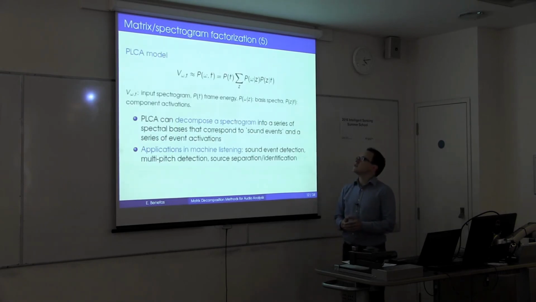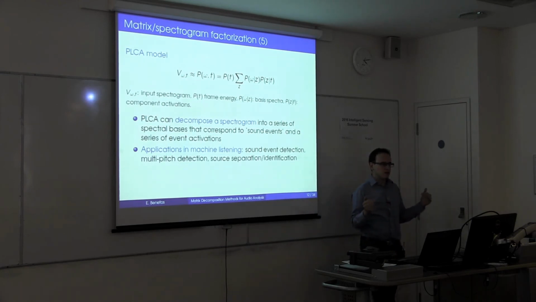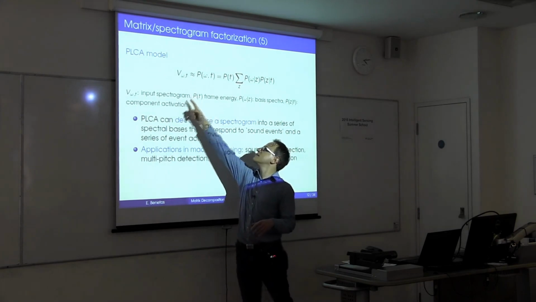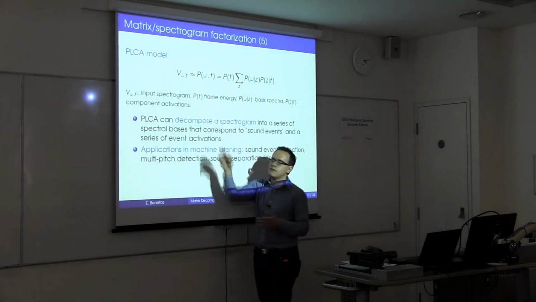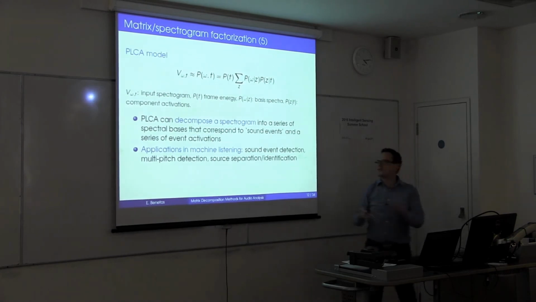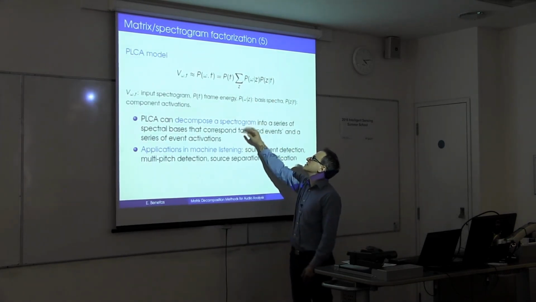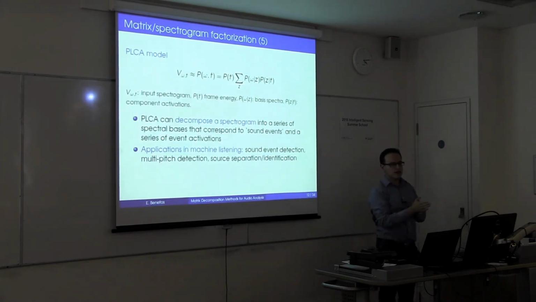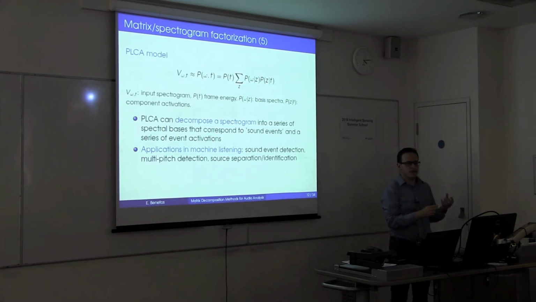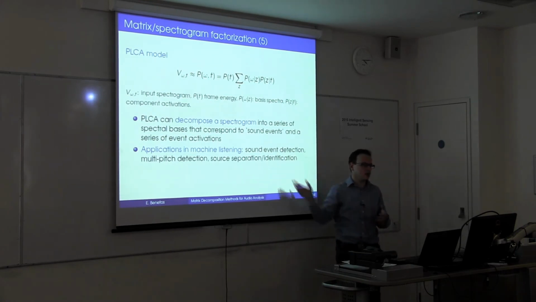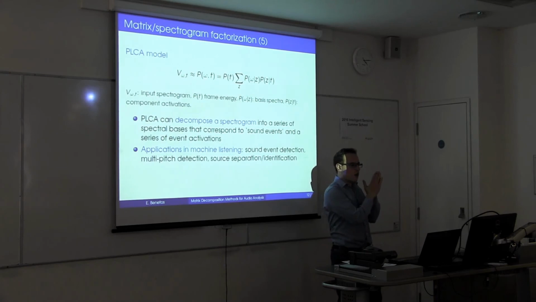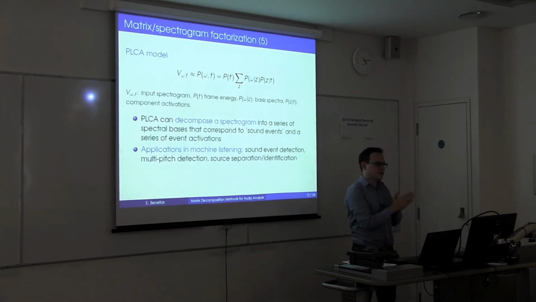So this is how the PLCA model looks. This is the same thing as the NMF model I showed you before, but expressed with probabilities. We have as input a matrix, in this case a spectrogram of frequency and time, and in this model it's approximated as a bivariate distribution of frequency and time, which is in turn decomposed into two sets of probabilities. One is the probability of a frequency given a specific component or acoustic event, so this is our W matrix. The other is the probability of a component being active at a specific time frame. This is our H matrix. This is the main output we want to get. So this model can decompose a spectrogram into spectral bases and also event activations. So it tells us when each sound is present at a given time instant.